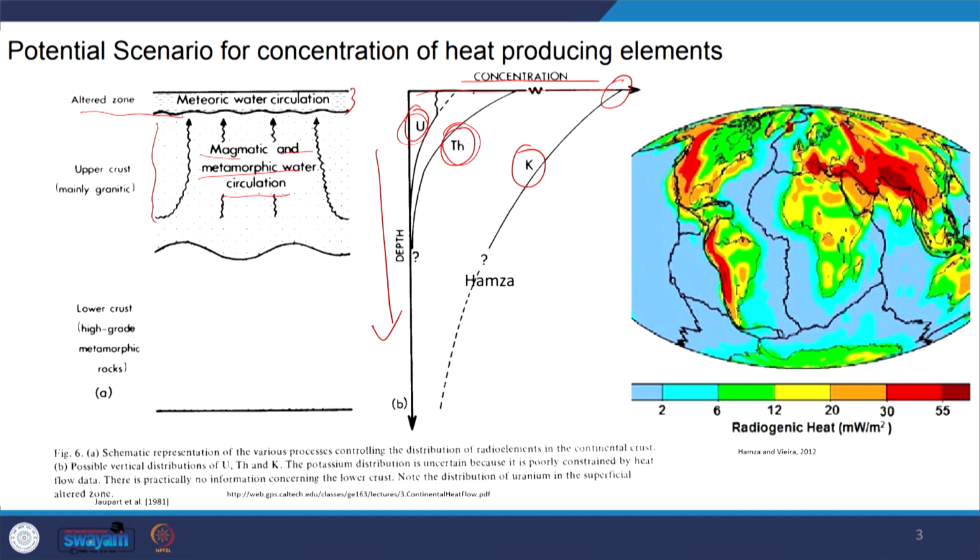So, that is why, if you see here the heat production as well as the depth-wise alteration zone and the weathering zone and the rock composition, it says there is a relationship. And here the radiogenic heat concentration is shown in this map. If you see here, the red regions are representing more radiogenic heat. So, that means you can say the uranium, thorium, potassium, the heat producing elements, are concentrated here as compared to the other parts of this globe.